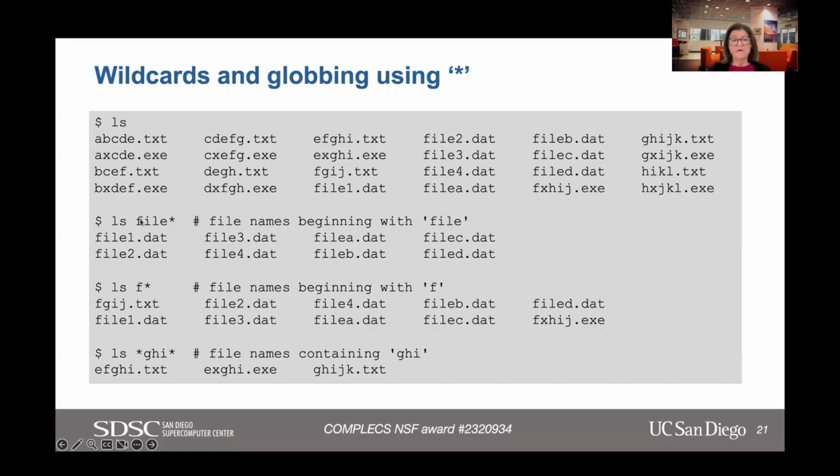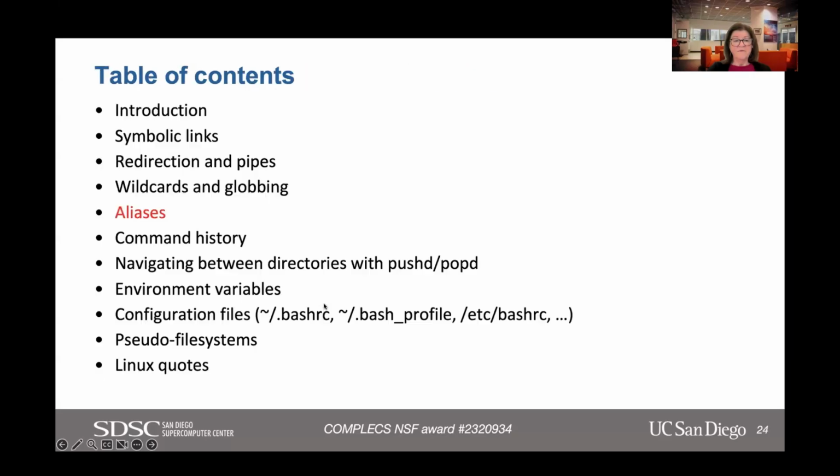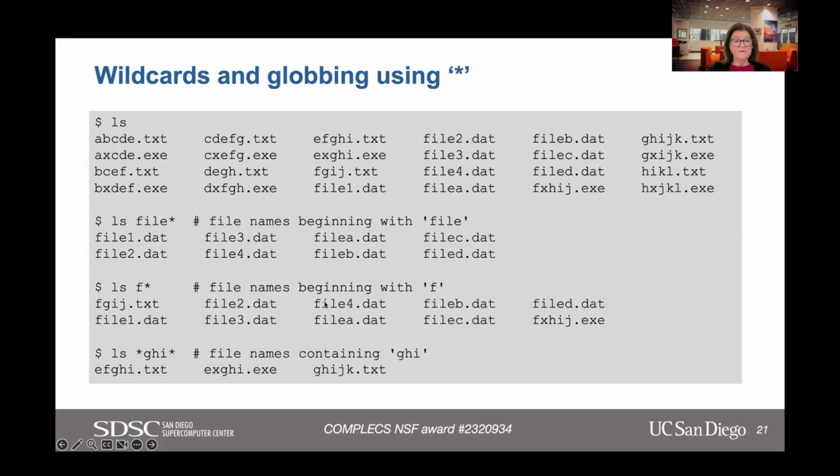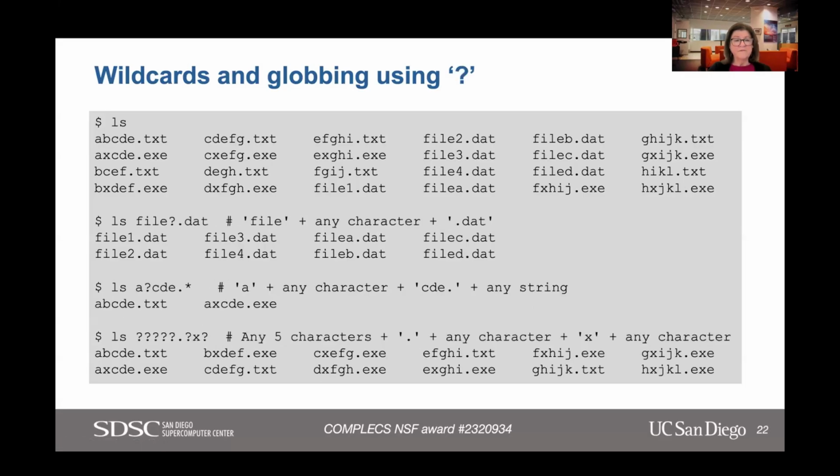So let's look at all the files that begin with file star. Not all files begin with them. So how many? Here's the listing: file 1, 2, 3, 4, file A, B, C, D. List all files that begin with F star, and that brings in F, G, I, J, and files like that. And if we just want to look at files that begin with any letters, have GHI in the name, and end with any letter combination, that pulls out 3. So you can use these characters to find different file names and select different files.